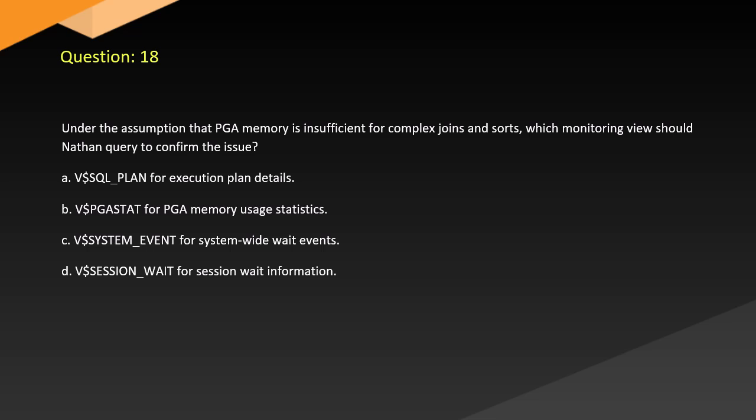Question 18. Under the assumption that PGA memory is insufficient for complex joins and sorts, which monitoring view should Nathan query to confirm the issue? A. V$SQL_PLAN for execution plan details. B. V$PGASTAT for PGA memory usage statistics. C. V$SYSTEM_EVENT for system-wide wait events. D. V$SESSION_WAIT for session wait information.